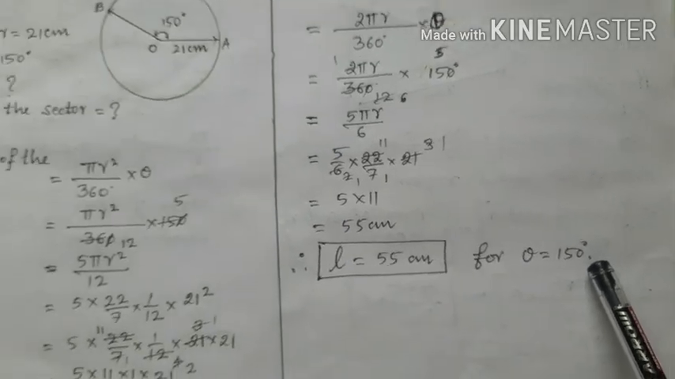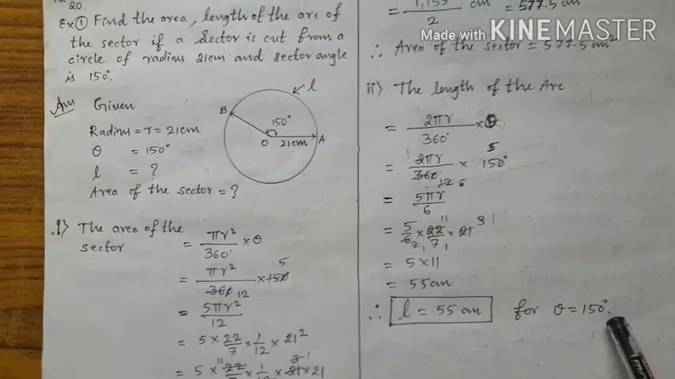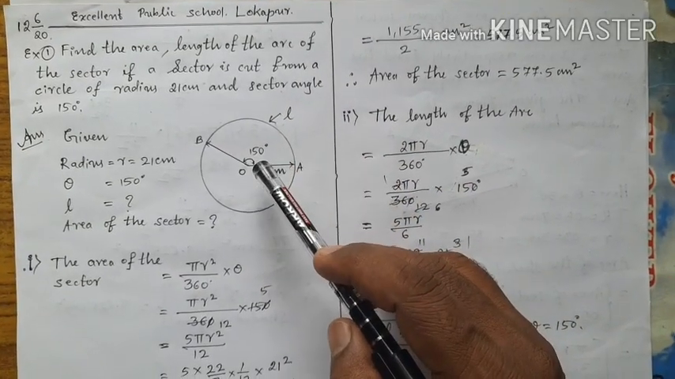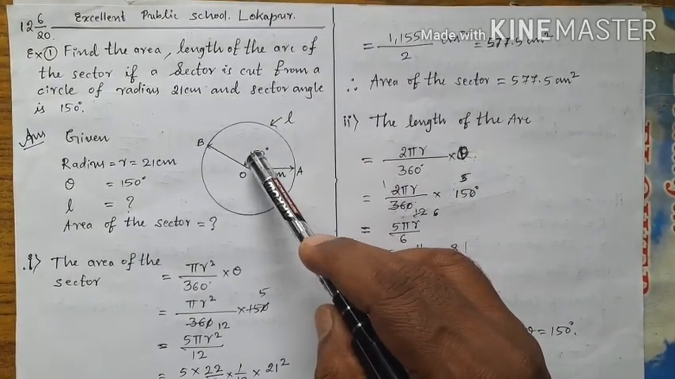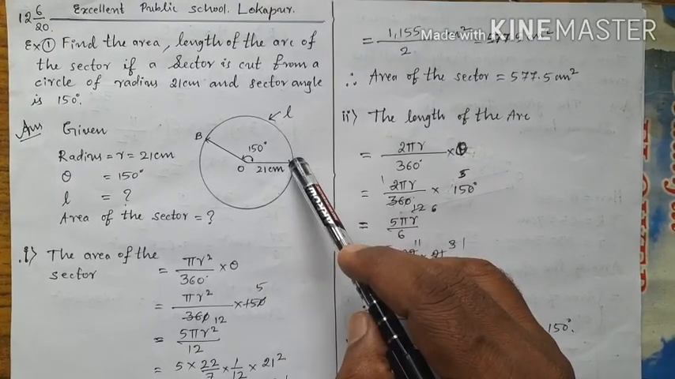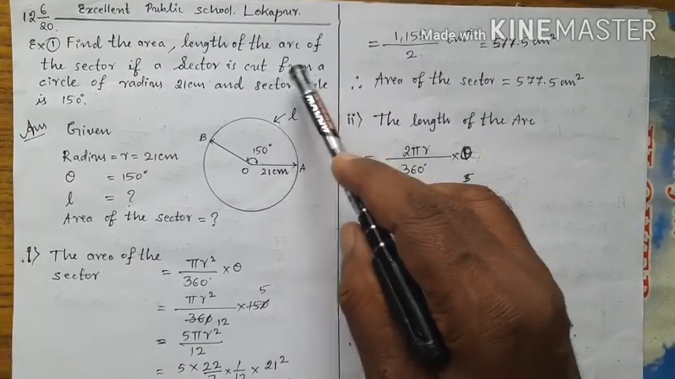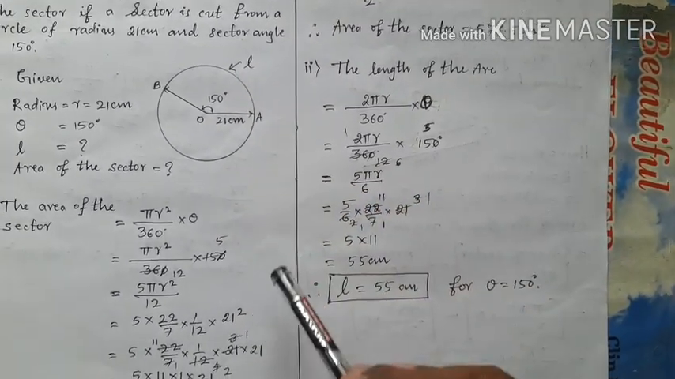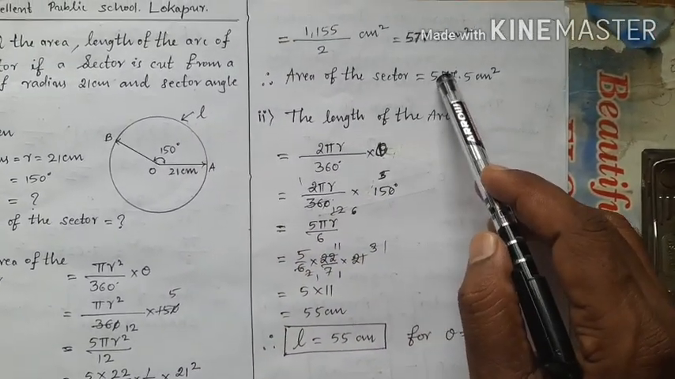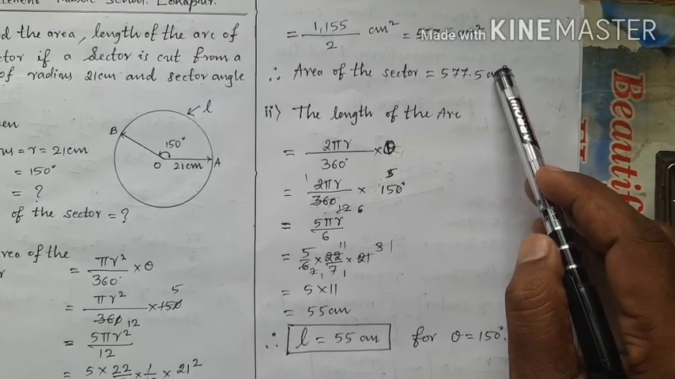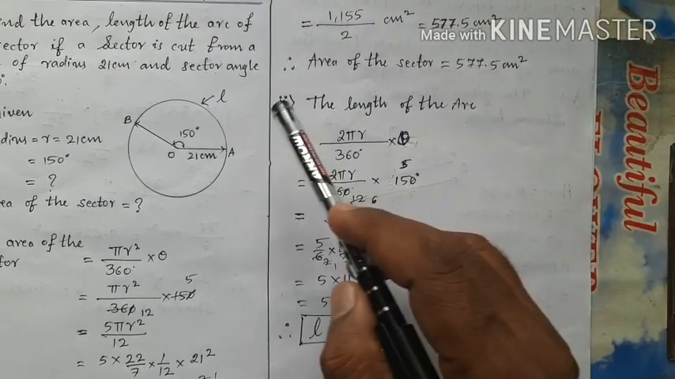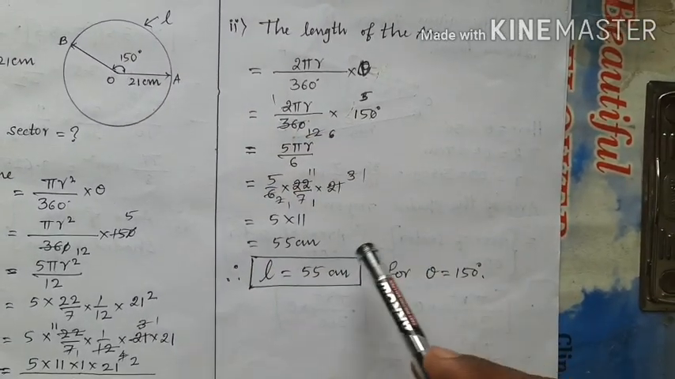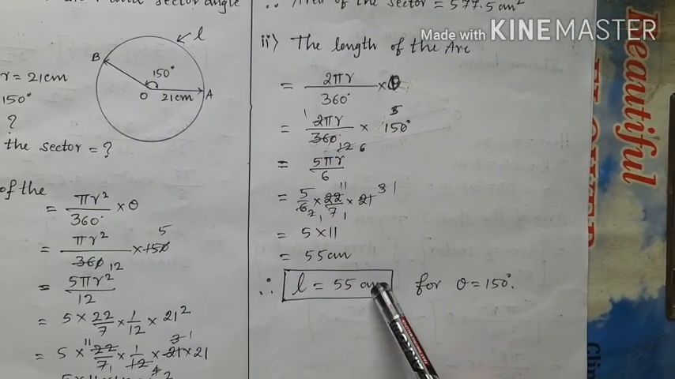Okay. So children, here we have learnt that if a sector of sector angle 150 degree and radius 21 centimeter is cut out from a circle of radius 21 centimeter, its area is 577.5 centimeter square, and the length of its arc is 55 centimeter.